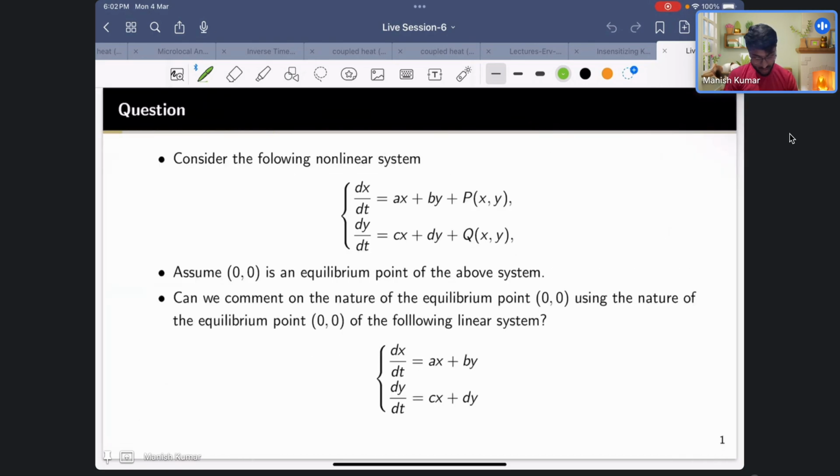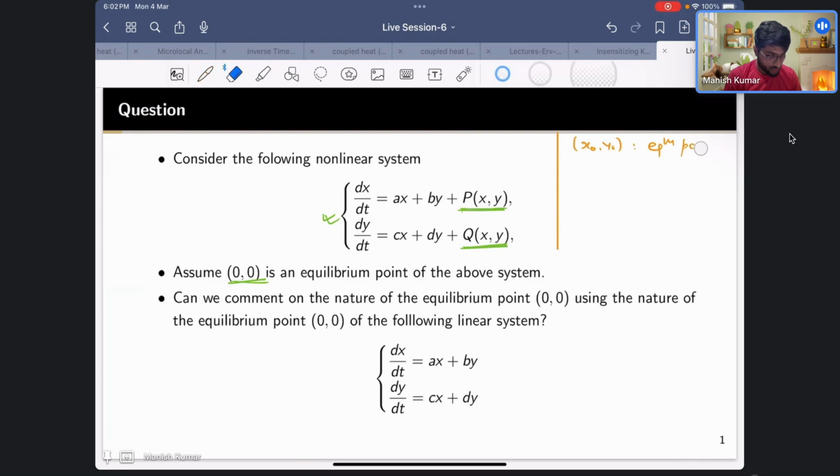So let us set up the problem we are addressing. Consider this system, a nonlinear system where the nonlinearity is given by P and Q. Over here we have the assumption that (0,0) is an equilibrium point. And let me first recall what we saw in the last class. Suppose you have (x0, y0) as an equilibrium point.